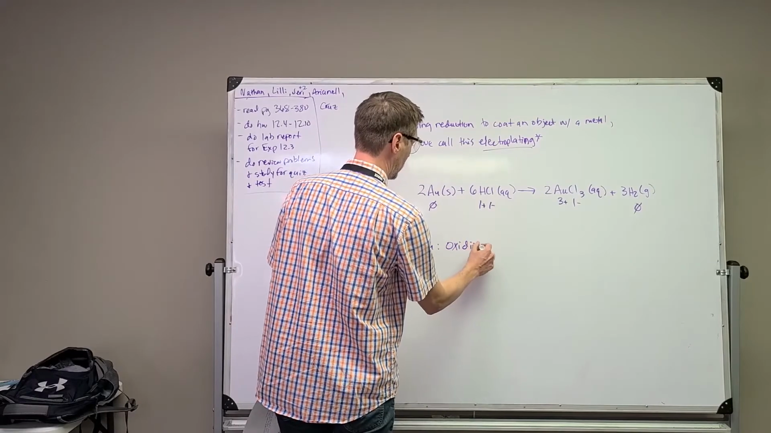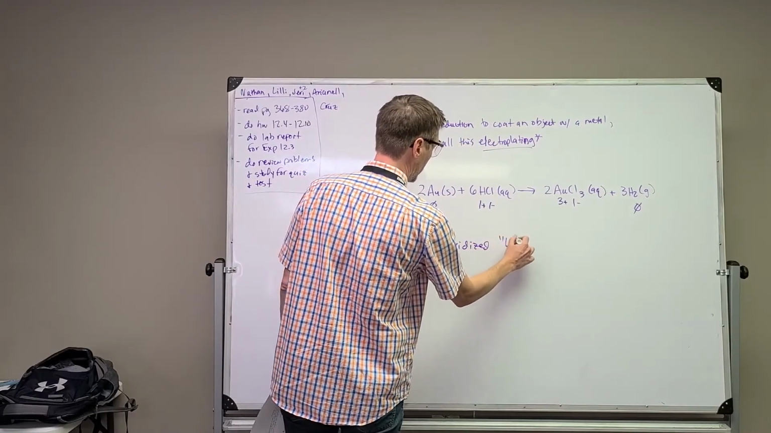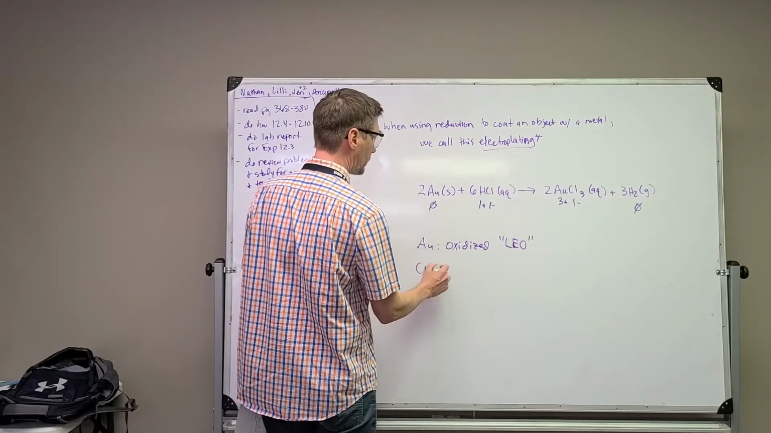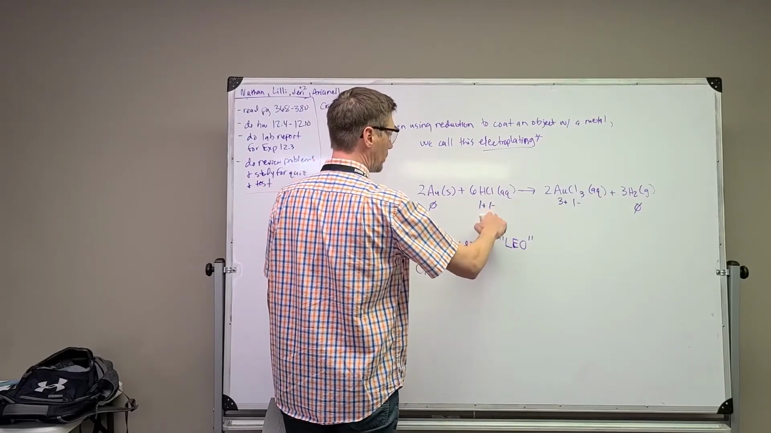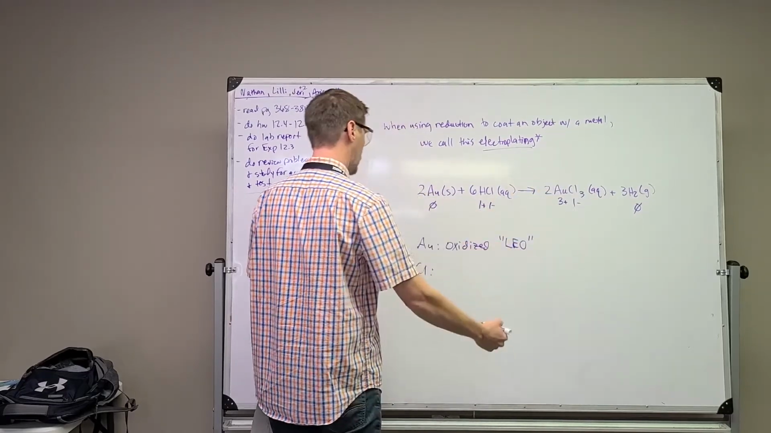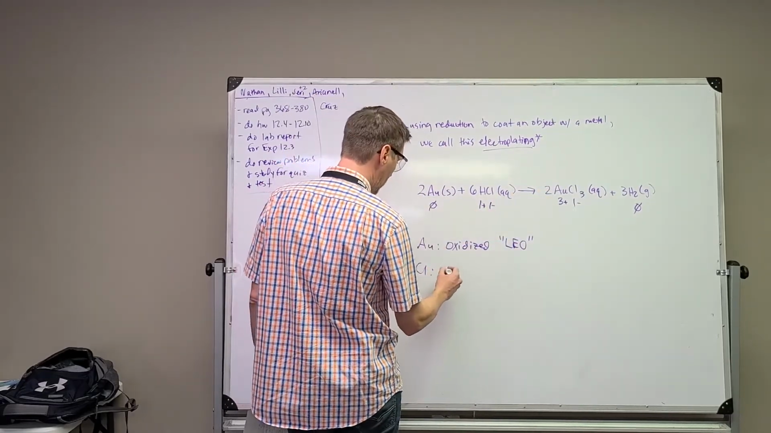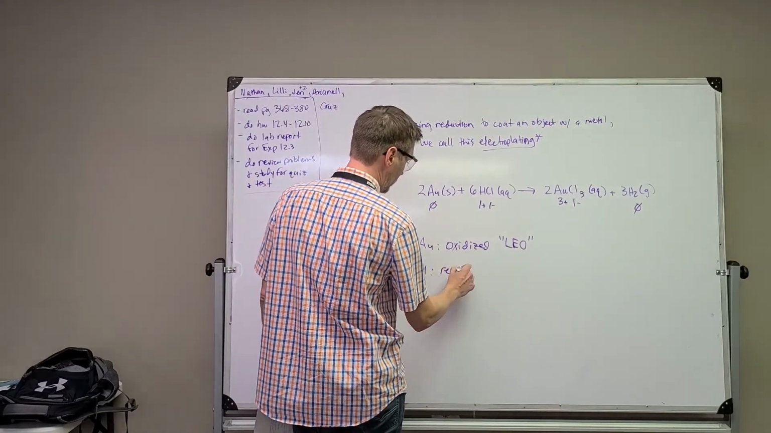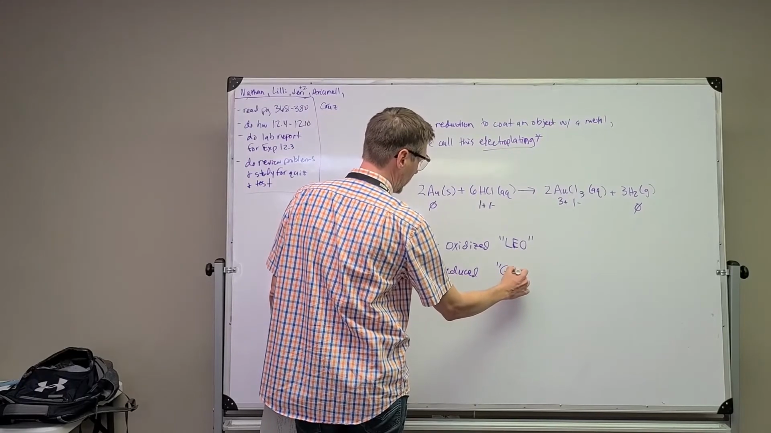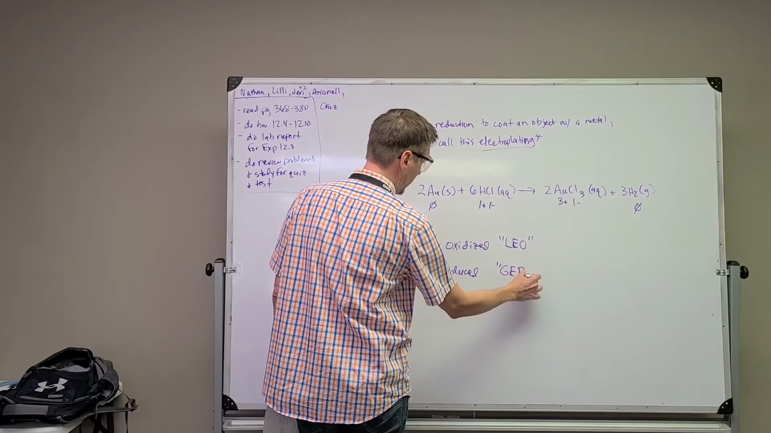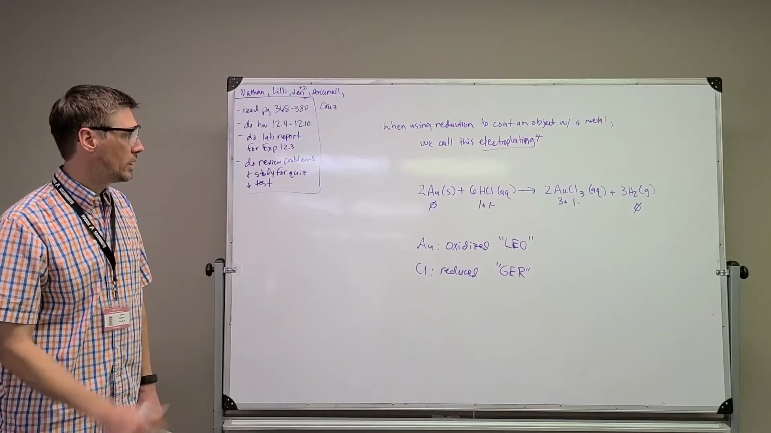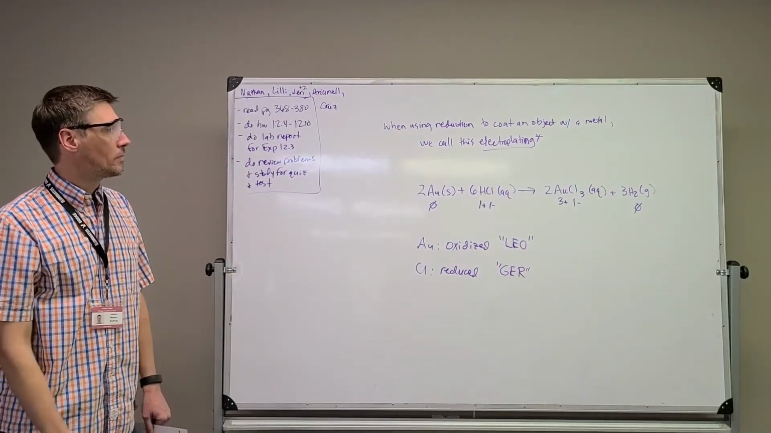LEO. Losing electrons means that it's oxidized. And then H went from 1 plus to 0. So it went down on the number line, it became more negative, so it's reduced. Because GER: it gains electrons, it got more negative, it gained electrons and was reduced. So it is indeed a redox reaction.